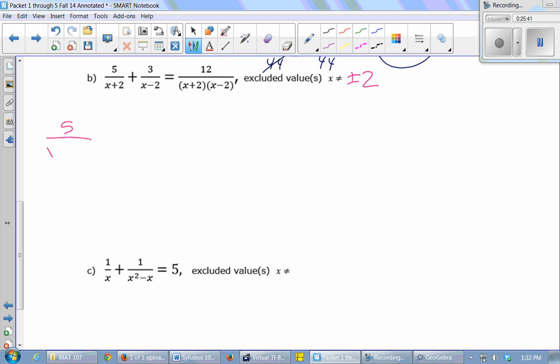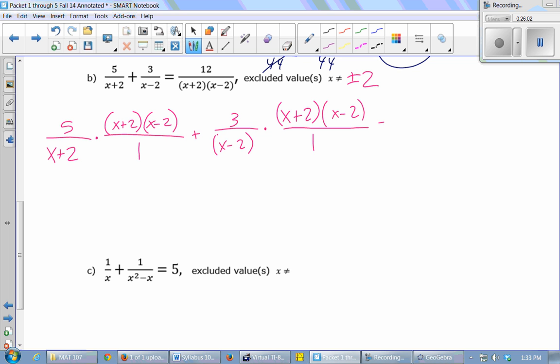So I have 5 over x plus 2, and I have to multiply by my common denominator, x plus 2, x minus 2 over 1, plus 3 over x minus 2 times x plus 2, x minus 2 over 1, equals 12 over x plus 2, x minus 2 times the common denominator, x plus 2, x minus 2 over 1. Whew. Okay, so I multiplied every term on both sides of the equation by the common denominator.